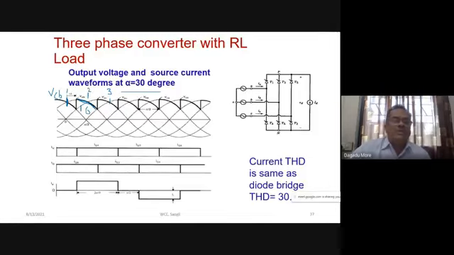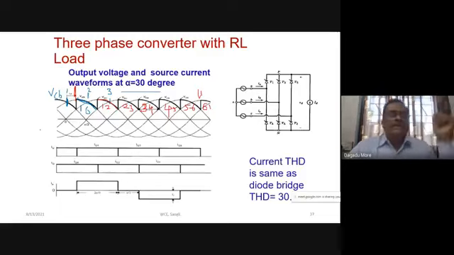AC: A is positive means T1, C is negative means T2. So 1 and 2 will conduct this period. Similarly, if you write it here, 6, 1, 1, 2, then we have 2, 3, then 3, 4, then 4, 5, and then 5, 6, and then again 6, 1. So this instant and this instant are one and the same.